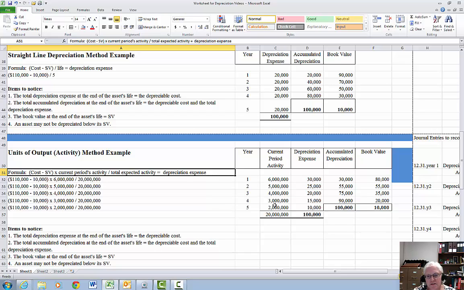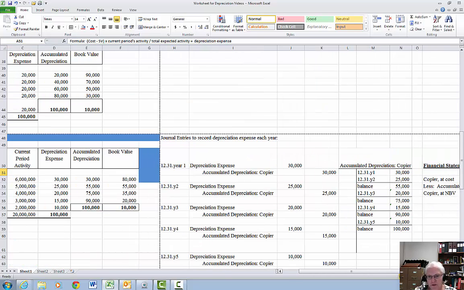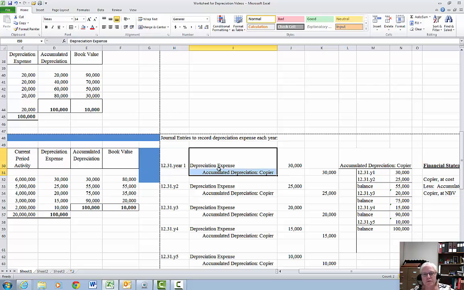The depreciable cost is 100,000 because it is the maximum amount of the cost that can be depreciated. The 20th is going to give you the 30,000, and the accumulated depreciation will also equal the total depreciation expense for the asset. Okay, so let's prove it. Our journal entry for year 1 is right there: debit depreciation expense, credit accumulated depreciation for the copier, 30,000. So you've got some check figures built in to know if you've calculated depreciation correctly.